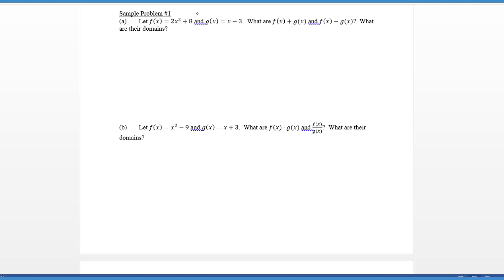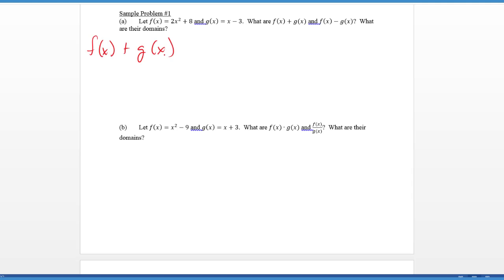So let's take a look at sample problem number 1. Part A asks us to do a couple things. They ask us to add f(x) to g(x), and they ask us to subtract g(x) from f(x), and then ask what the domain is for each of these. If you want to give this a shot on your own based off what you saw in the key concept box, you're more than welcome to. I'll work part A, and then you can follow me as an example, and then you can work part B on your own. So I'll go ahead and get this started. We'll start with f(x) plus g(x).